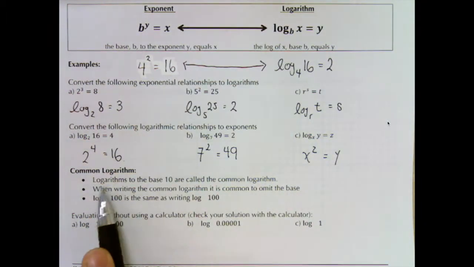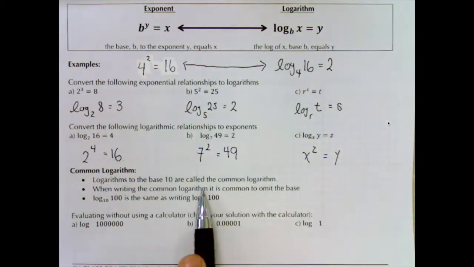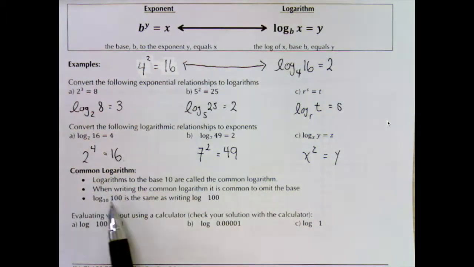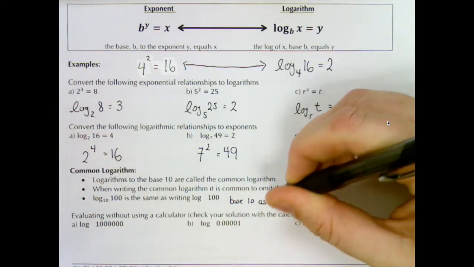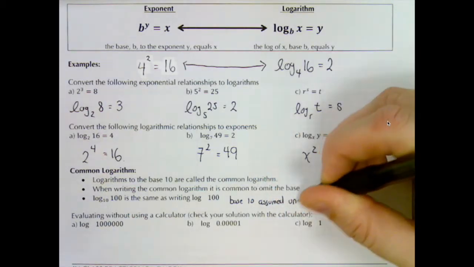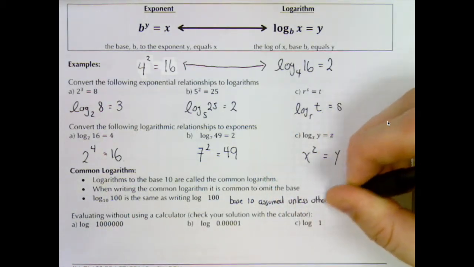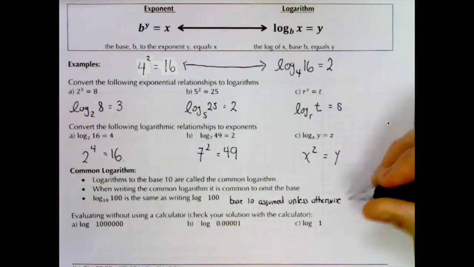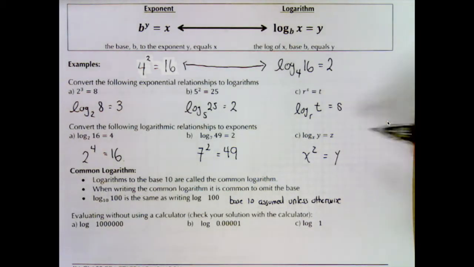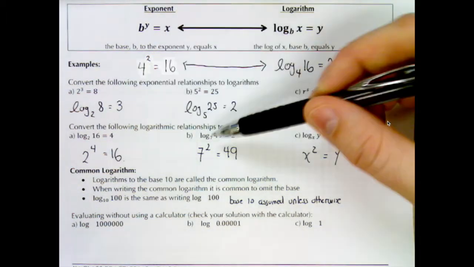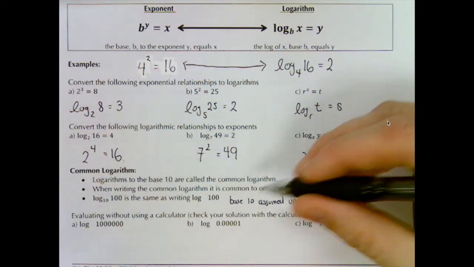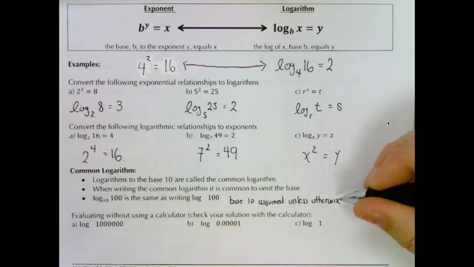So logarithms to the base 10 are called the common logarithm. When writing the common logarithm, it's common to omit the base. So we don't need to write log of 100 base 10. We can simply write it as log 100, and the base is assumed. So base 10 is assumed unless otherwise stated. So in all the examples we already wrote as logarithms, the base was not 10, and it was stated as something else, in this case 4 or 5 or 2 or 7 or x, but it is 10 unless you state otherwise.